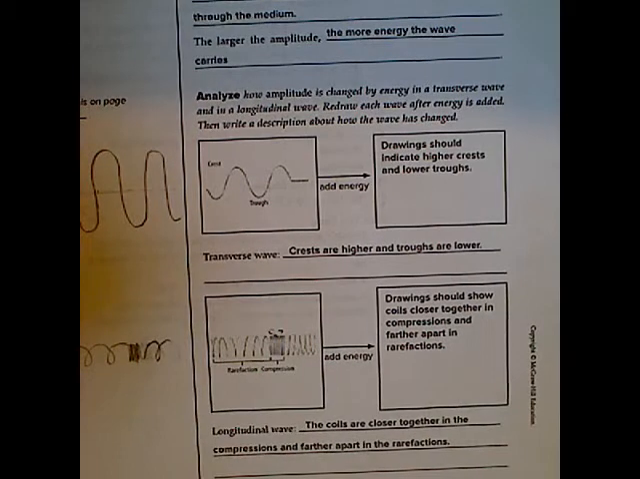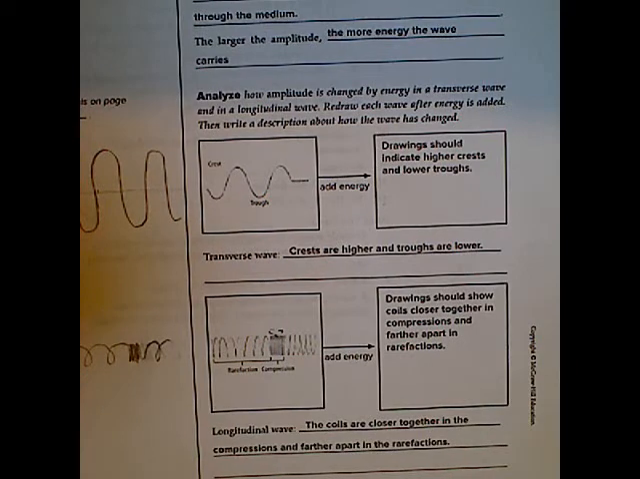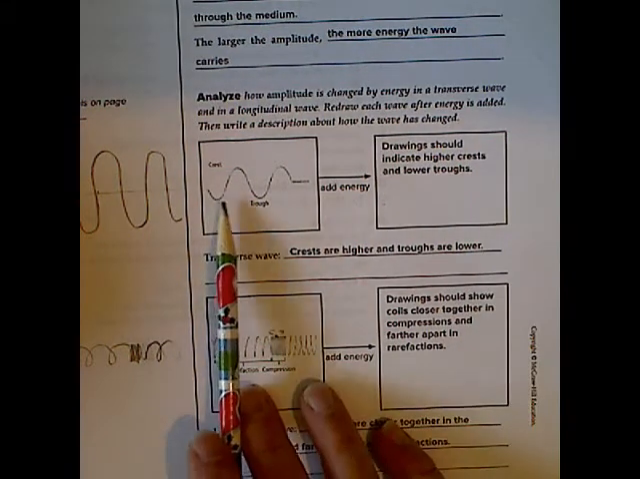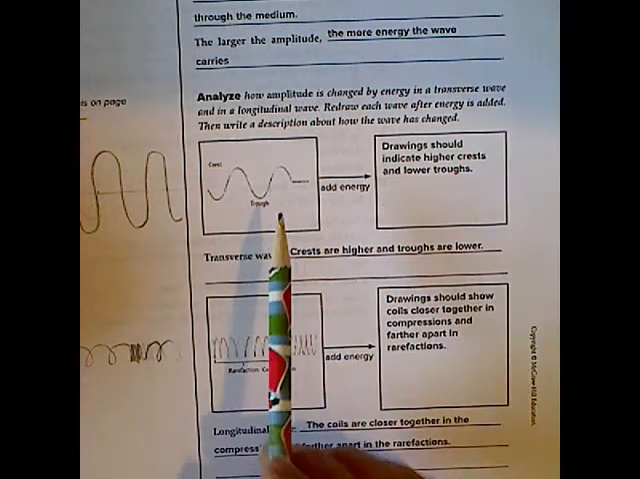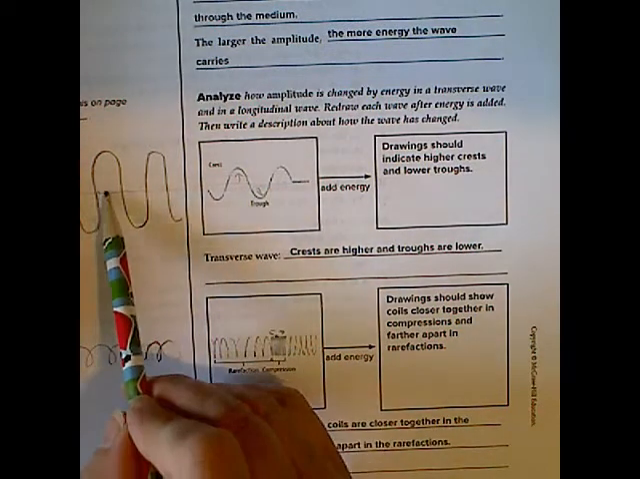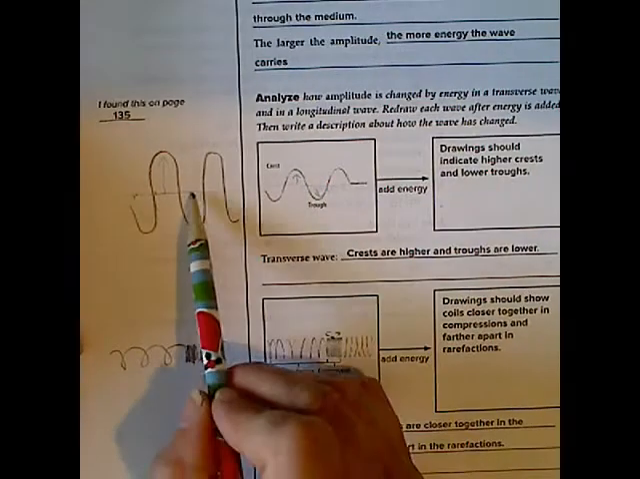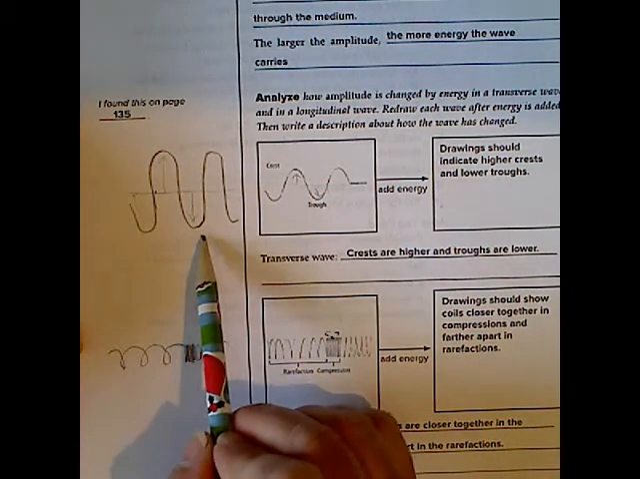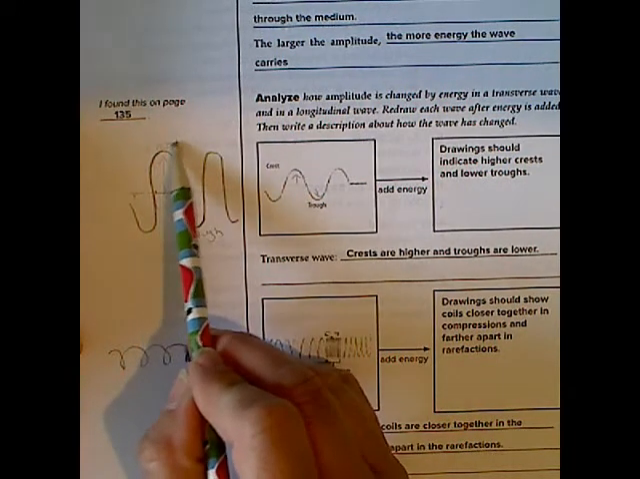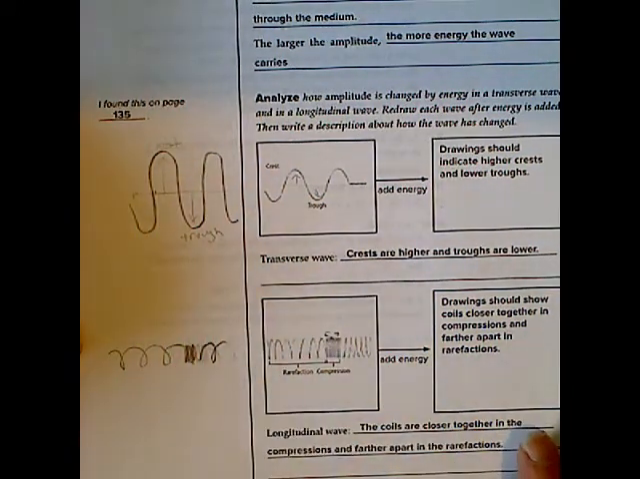This next part, analyze how amplitude is changed by energy in a transverse wave and in a longitudinal wave. So you were supposed to redraw these, or try to, and see how it has changed. So this one, if you add more energy, the amplitude is going to be taller. The amplitude is from here to here, or from here to here. So here's your amplitude. If you drew one, you just need to make it taller, lower in the trough, higher in the crest. So it indicates more amplitude, so more energy.